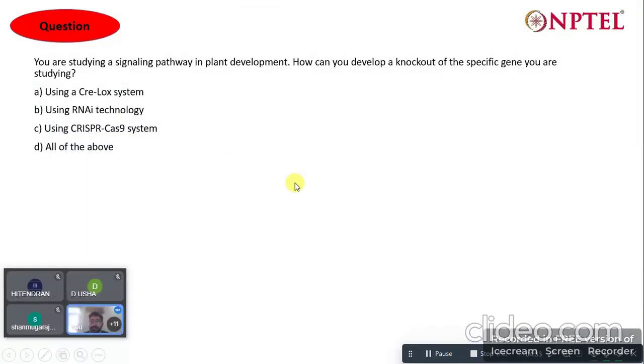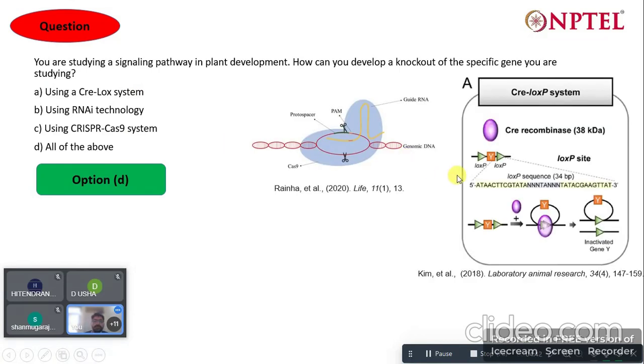So the correct answer is option D, because all of these systems can be used to generate a knockout. So how do we look at this? First we'll discuss CRISPR-Cas9, because we have discussed this in the previous lecture also. CRISPR is basically a sequence that helps in determining the region that needs to be cut, and Cas9 is an endonuclease that cuts adjacent to the PAM, and using this we can generate a knockout.